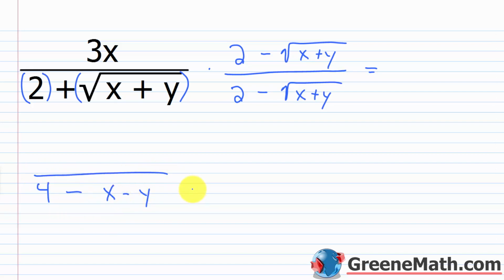In the numerator, you would have 3x times 2, which is 6x. And then minus, you would have 3x times the square root of x plus y. Now, nothing you can do to simplify this further. You just get 6x minus 3x times the square root of x plus y over 4 minus x minus y.